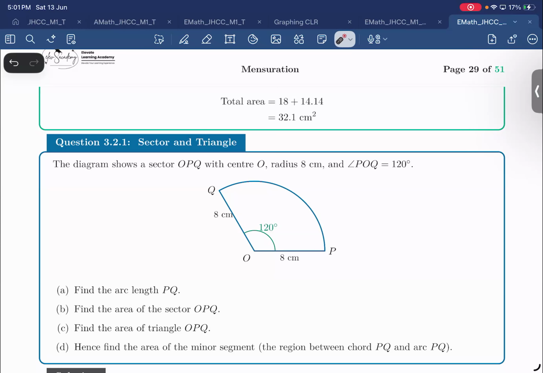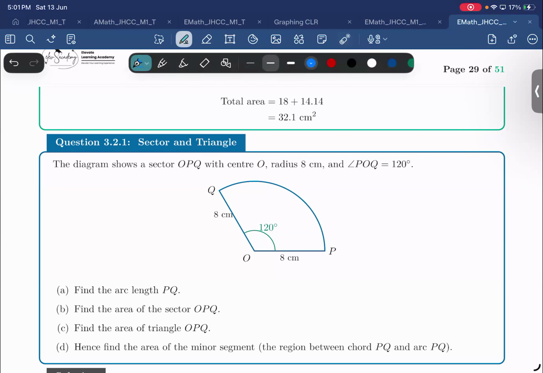Okay, for part D, if you're wondering what that means, it is this. This is the so-called minor segment. This is for part D. It actually gets broken down into two things: a semicircle-looking thing, though it's not really a semicircle, and the other thing is a triangle.